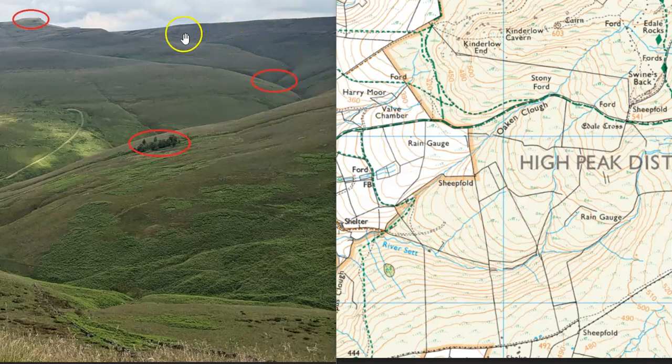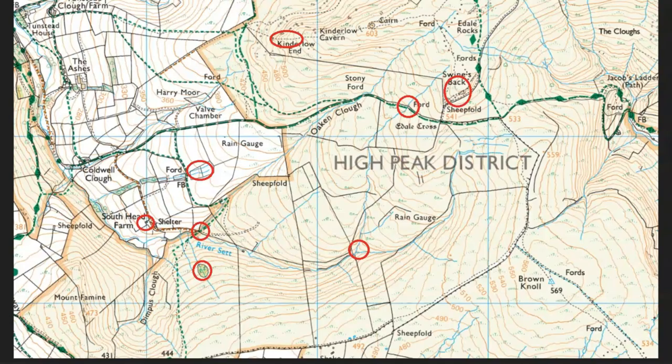So there you can see that one coming around to this side of Swine's Back, and it's where the two meet. So we're looking at this point here. So let me put all of those on the map. So there are all the answers, and I was stood there on Mount Famine looking northeastwards.